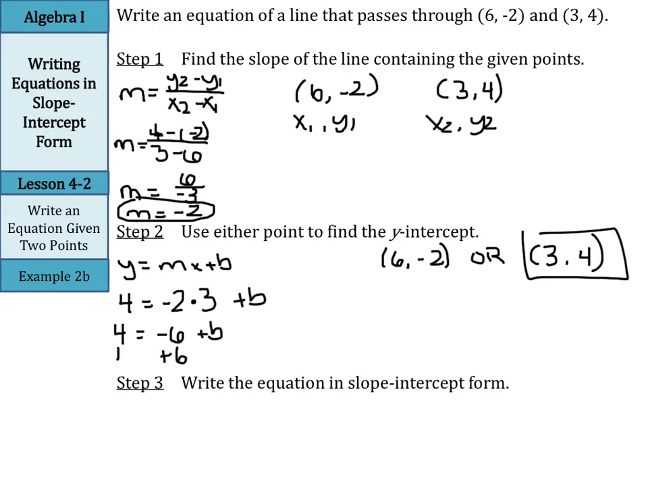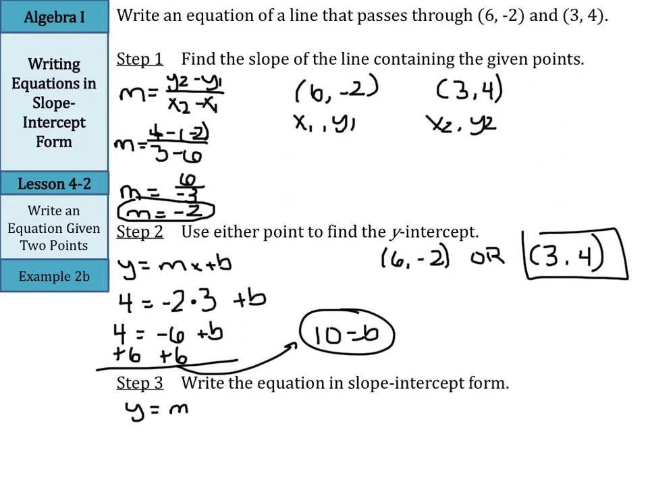Add 6 to both sides to simplify. I'm going to bring this up here. 4 plus 6 is 10 equals b. You have your slope, you have your y-intercept, so we can now write in slope-intercept form. Y is going to equal mx plus b. Y is going to equal our slope of -2x. Our b is a positive 10. So y equals -2x plus 10 is our answer in slope-intercept form.